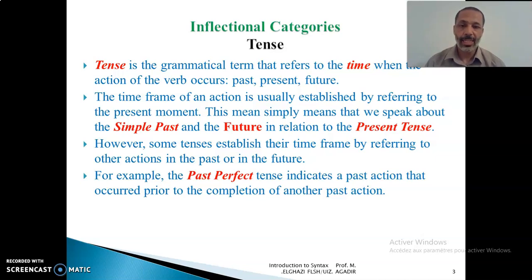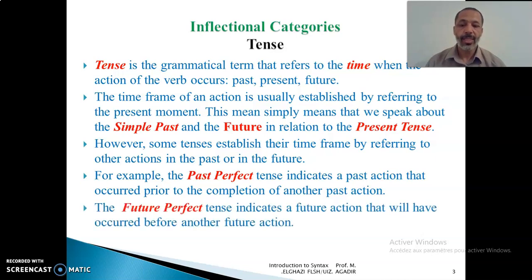You must always have a past action, and then when another action occurs before it, it is expressed by the past perfect. Then you have the future perfect tense, which indicates a future action that will have occurred before another one in the future. You can say, for example, by next Monday, I will have finished with the course. So it means that when next Monday comes, which is the future, the action of delivering the courses will be finished.